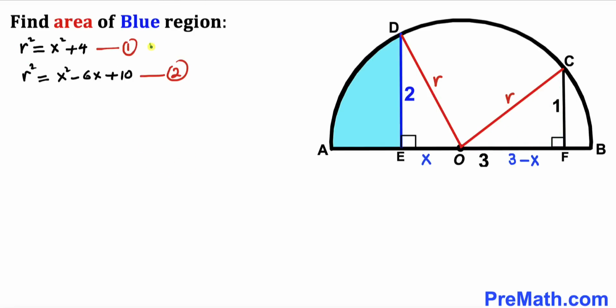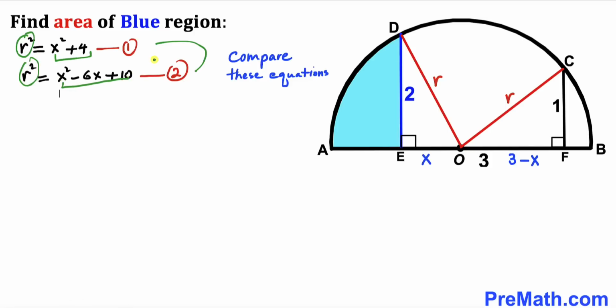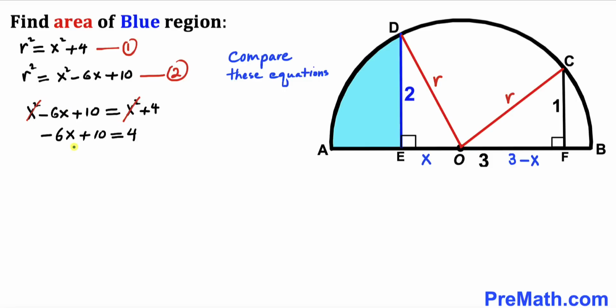Here we ended up with these equations 1 and 2. Now we are going to compare these two equations since the left hand sides are identical. So we can equate the right hand sides. I can write x square minus 6x plus 10 equal to x square plus 4. Here we can see x square and x square are gone. So we end up with negative 6x plus 10 equals positive 4.